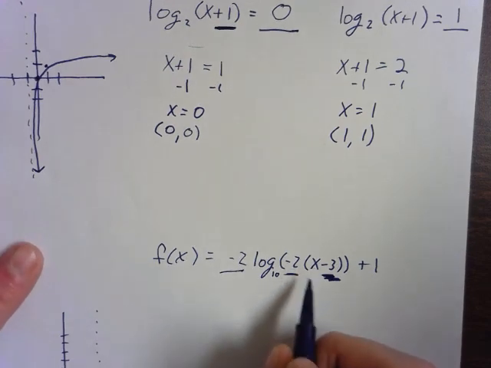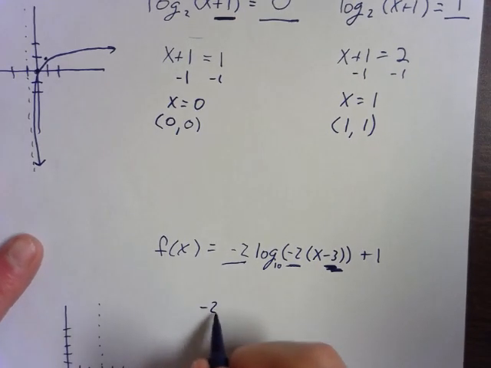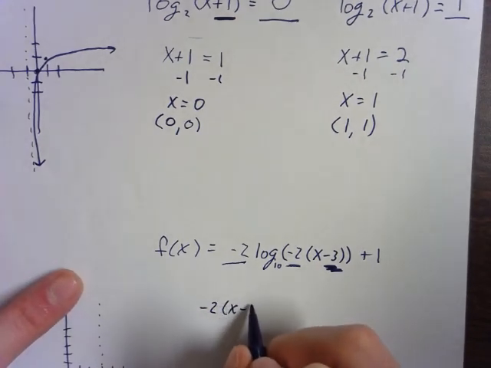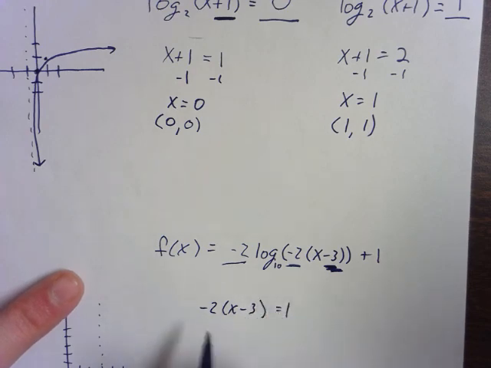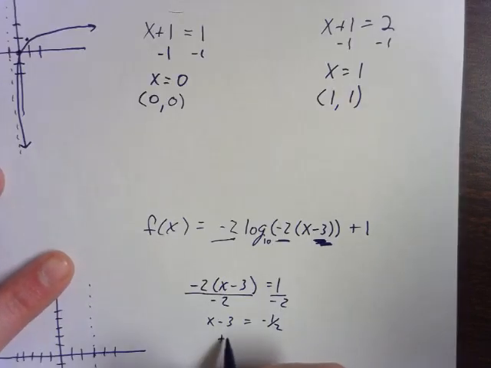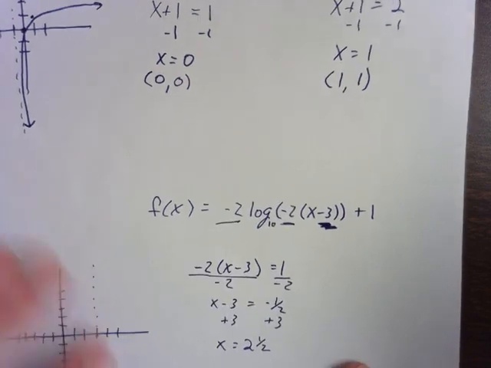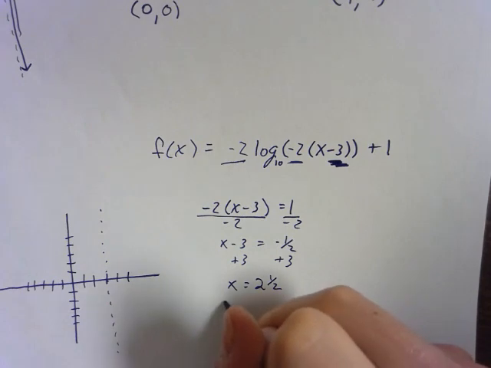So if -2 times x minus 3 is equal to 1, I can divide by -2. So I'll have x minus 3 equals -1/2. I can add 3 to both sides, so I'll have x equals 2.5. So that's the first half of my ordered pair, 2.5.